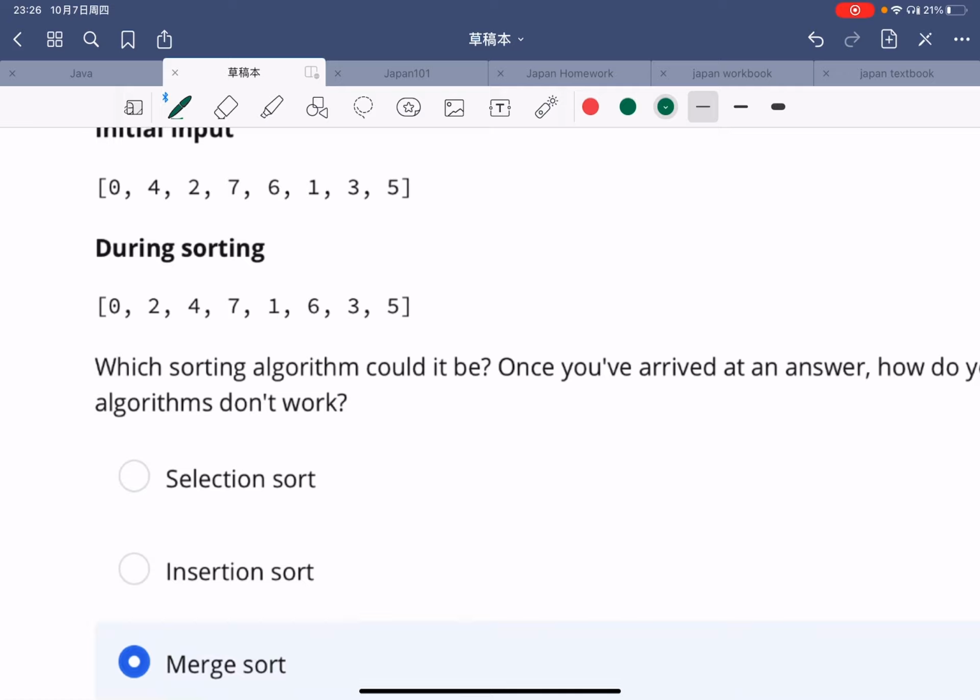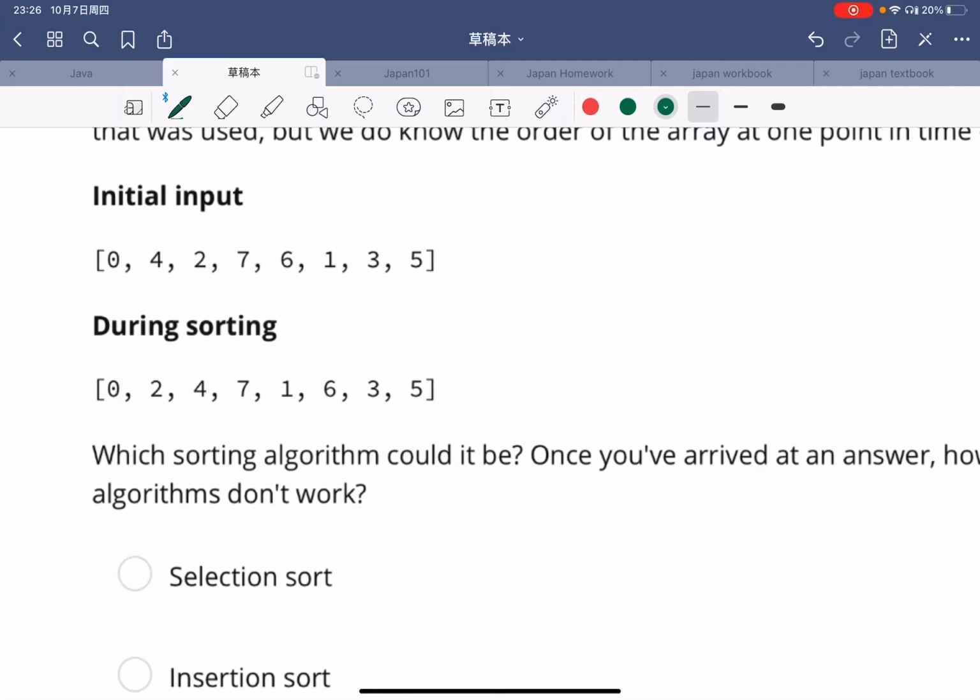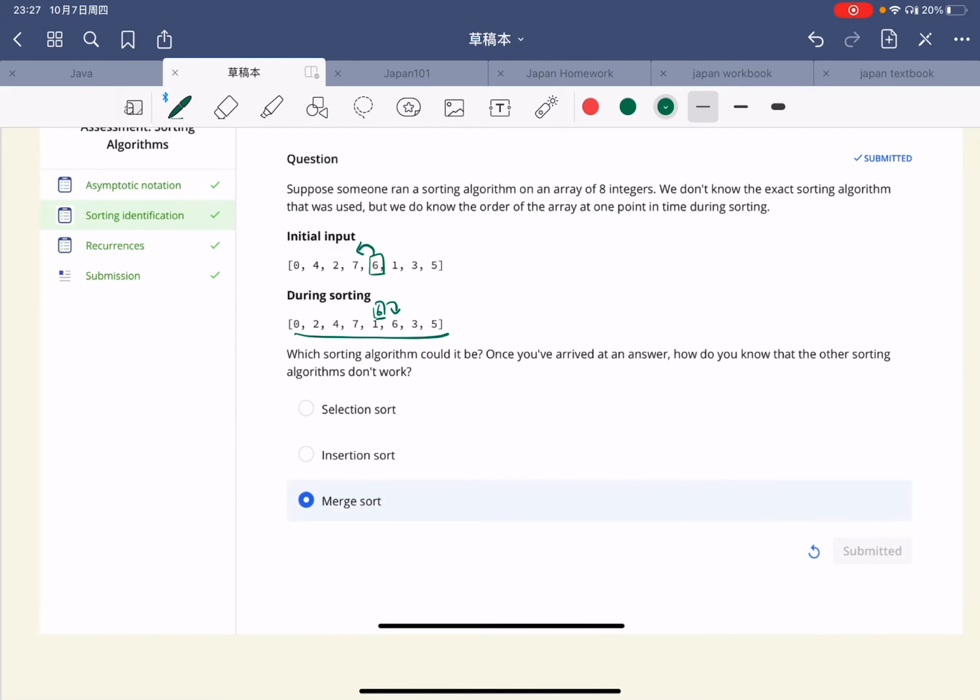So it is not selection sort or insertion sort because if it is a selection sort, the second number it sorts will be the number 1. So before 2, the number 1 will be sorted. So it is impossible for selection sort to have 1 not sorted but number 2 already sorted. Okay, for insertion sort, when we move to the number 6, number 6 will move forward to go before 7. But for this array, 6 is actually moving back. So this is also impossible for insertion sort. Therefore, this one is merge sort.